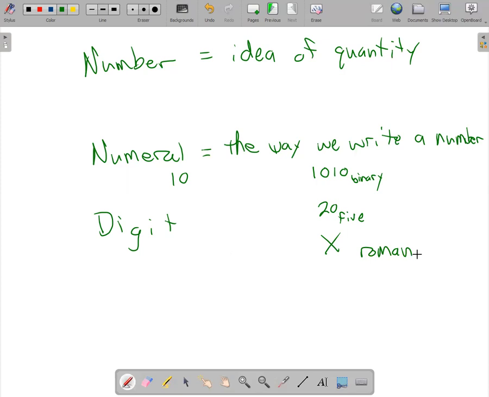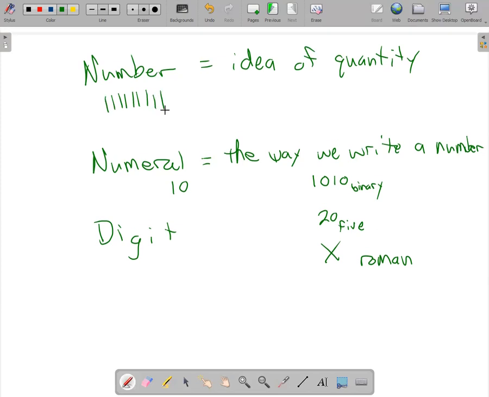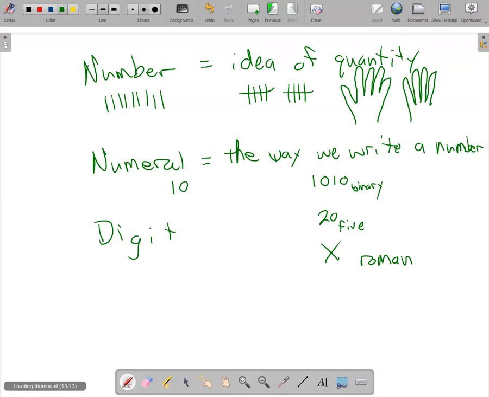What is 10 things? There's 10 things. Or sometimes we like to do this. Hash marks, you ever do that when you're counting stuff? That's 10. I could draw 2 hands. This is the best artistry I have on the fly. There's 10, right? 10's an idea. When we write it down, it's called a numeral.